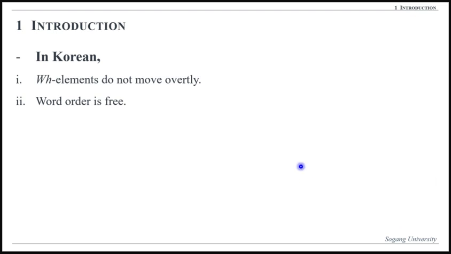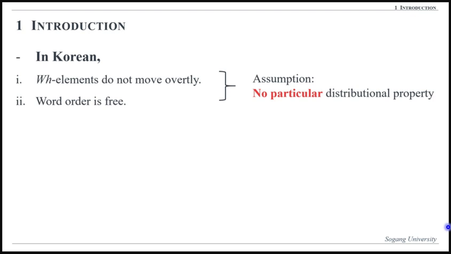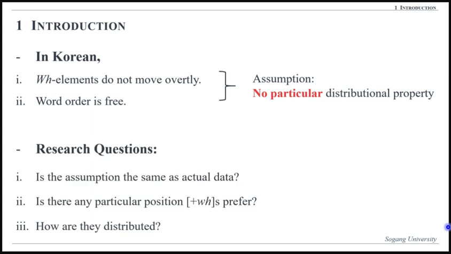Let's begin with the introduction. Korean is widely known for WH elements not moving overtly, and its word order is free. So it has been assumed that WH elements in Korean do not have any particular distributional property. With this, we set up research questions as follows.